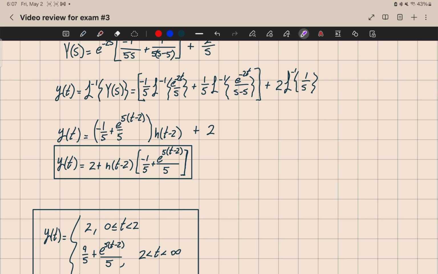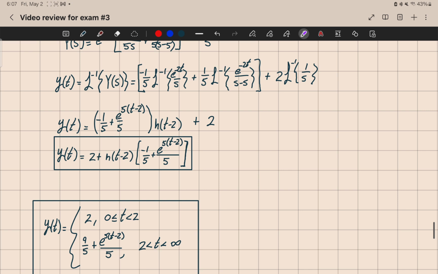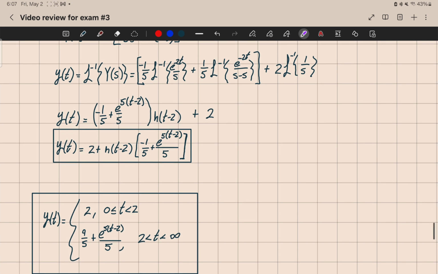So when you take the inverse Laplace of e to a power, you get your unit step, which I have here. And then this essentially is the same as the inverse Laplace of 1 over s multiplied by negative 1/5, end up there. And then we have the inverse Laplace of e to the negative 2t over s minus 5. This has the same unit step as this function here, which is why you can see I factored that out in this step here.